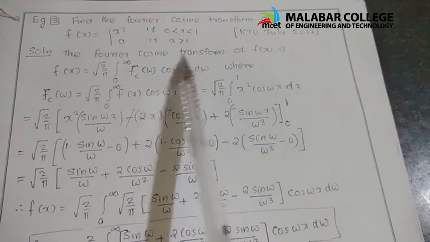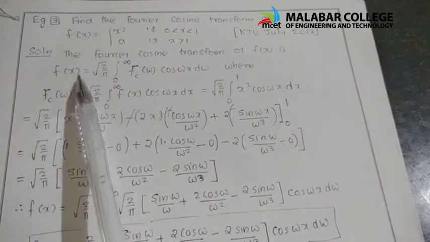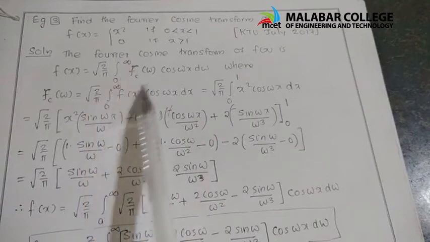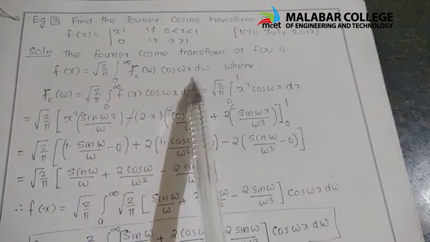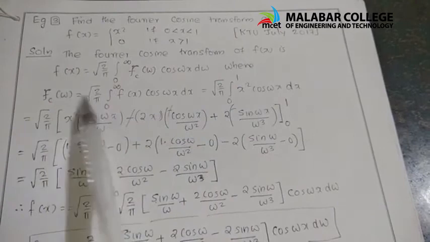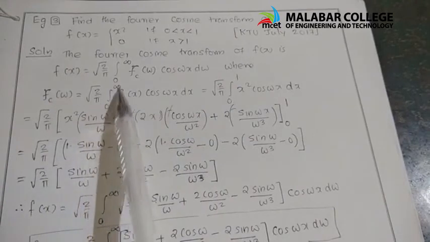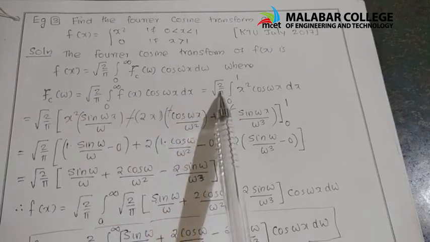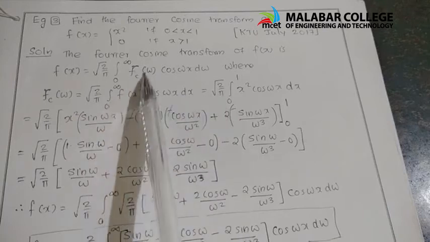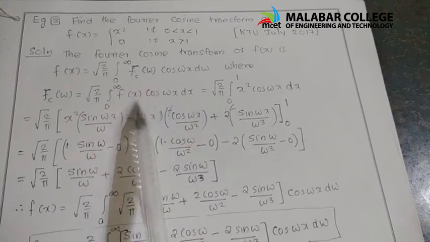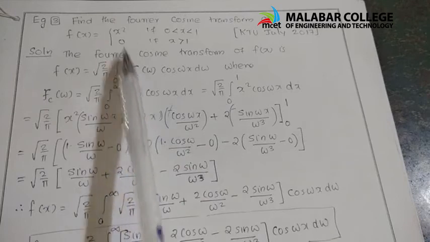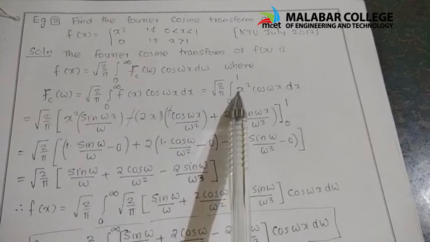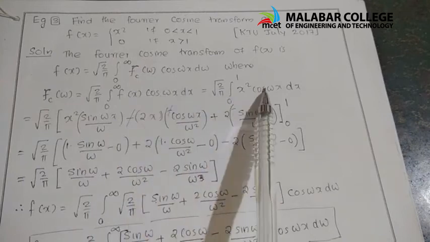So we write the Fourier cosine transform: f of x equal to root 2 by pi integral 0 to infinity fc omega cos omega x d omega, where fc omega equal to root 2 by pi integral 0 to infinity f of x cos omega x dx. These two formulas we already have discussed earlier. In this f of x we have to substitute x square in between 0 and 1. So I am substituting x square in place of f of x here. Then cos omega x is as it is.